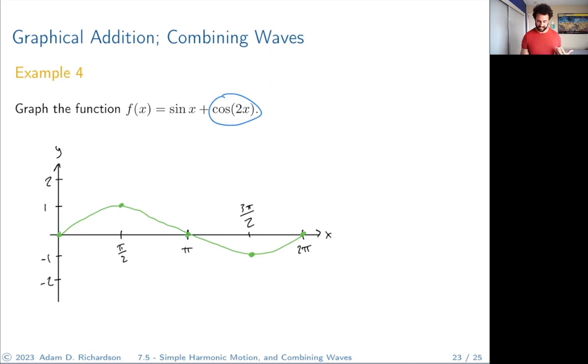Because there's a scaling factor, there's an omega there that's not equal to 1, that's going to change the period. And if you remember from when we did this before, the way this is going to change the period is it's going to shrink it. So now we're going to run through those inputs twice as fast. So the period is going to be twice as short, which means the period of cosine of 2x is pi. So we're going to get a full period of cosine of 2x on the first half of this interval, so from 0 to pi.